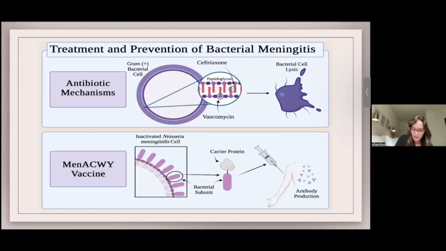So the way this works is the inactivated bacterial cell has these subunits on the surface, which are removed and attached to the carrier protein. And then this is injected into the patient, and they begin producing antibodies.